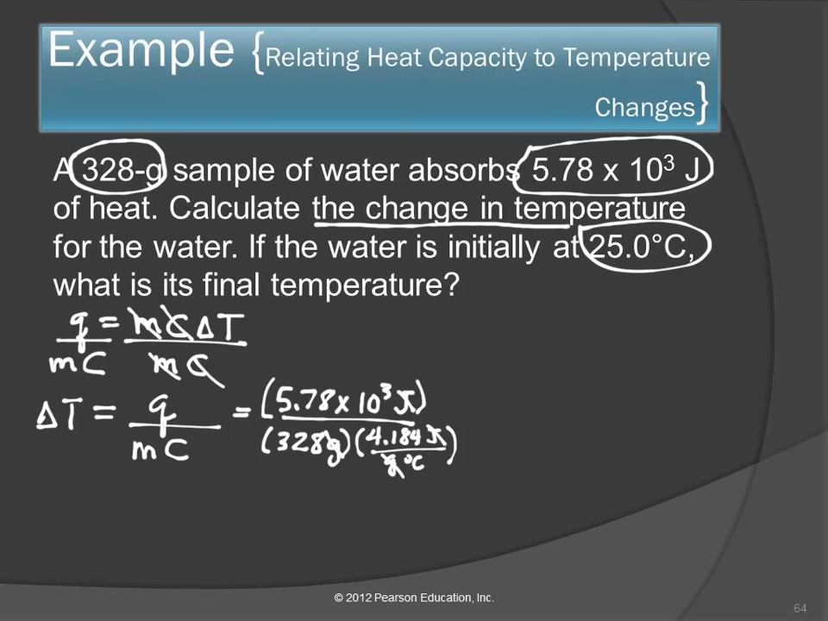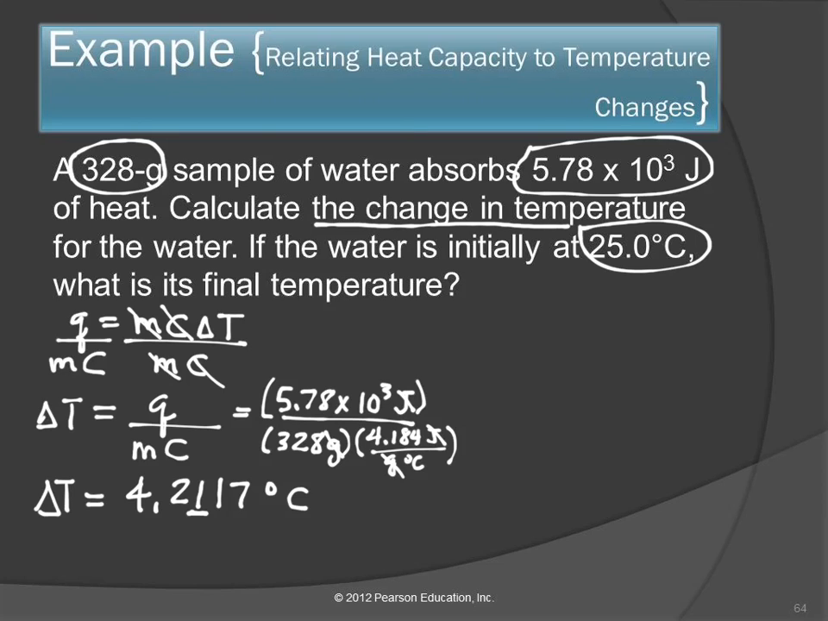So, calculator: 5.78 EE3 divided by 328 divided by 4.184. So the change in temperature is 4.2. How many sig figs should I have? I should have 3. 4.21, and then just out of habit, I'm going to carry a couple extras. So this is where the uncertainty is, 3 significant figures.